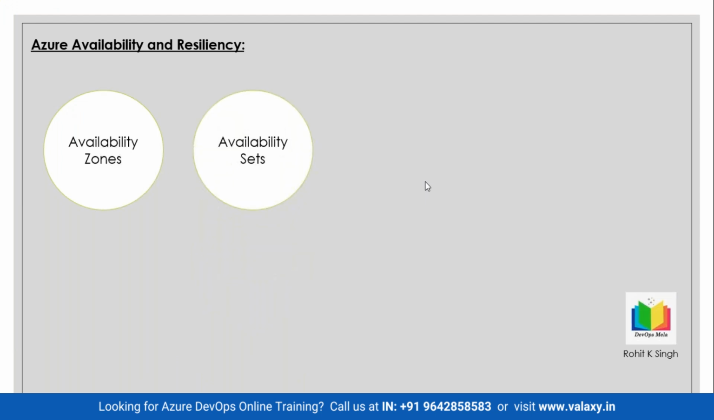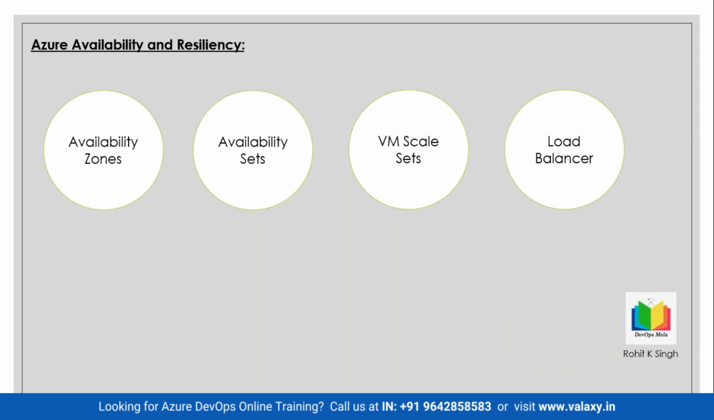The other factors such as availability sets. What exactly is availability set? That is something I'll explain to you tomorrow. Second, virtual machine scale set. This is a very good example: if you want to make your application more resilient and more available, then definitely you should make use of virtual machine scale set. Third is load balancer. So making sure the network traffic is equally divided, you need to make use of Azure load balancer.